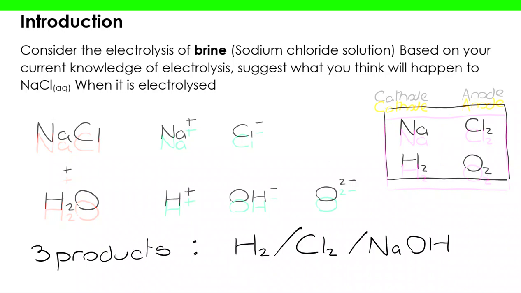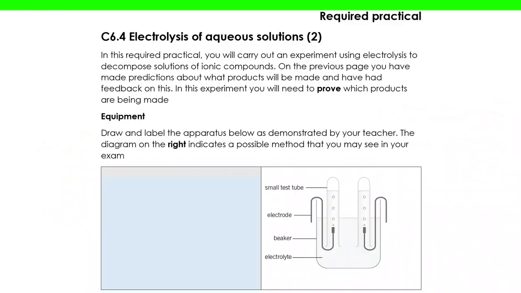There are actually 3 products that we make within this electrolysis process. We do make hydrogen, we do make chlorine, but we also make sodium hydroxide. Now, there is a practical that goes with this, and you can see here that we have got an electrode, we've got a circuit going on around here, we've got salt solution, we've got the electrolyte, and we can see bubbles of gas forming at both electrodes.